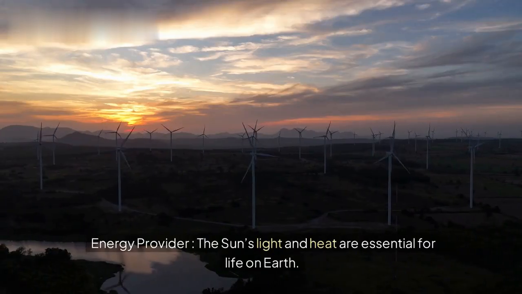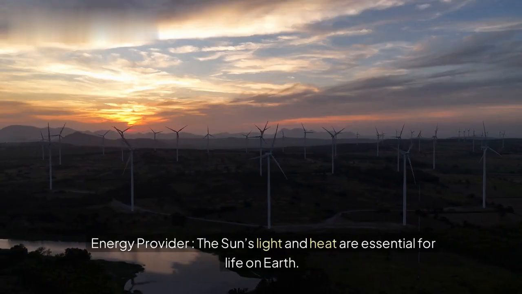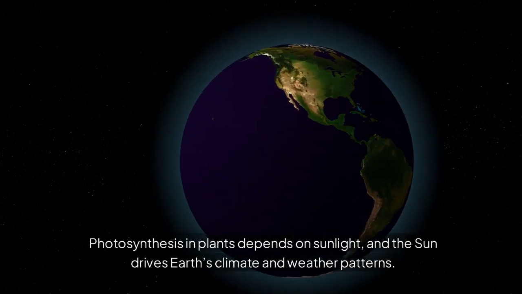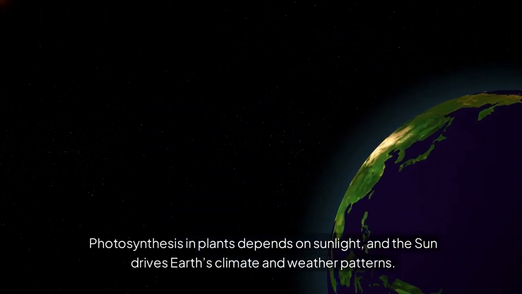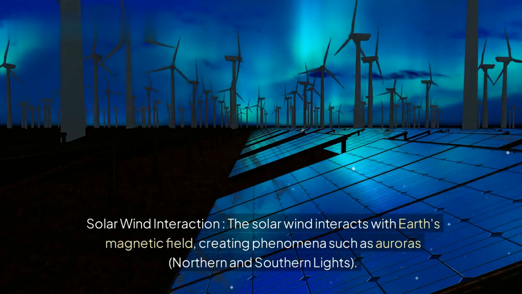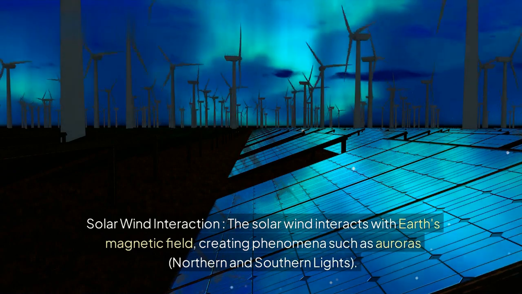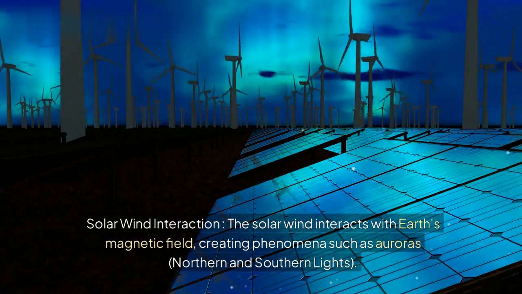Energy provider: the sun's light and heat are essential for life on Earth. Photosynthesis in plants depends on sunlight, and the sun drives Earth's climate and weather patterns. Solar wind interaction: the solar wind interacts with Earth's magnetic field, creating phenomena such as auroras, the northern and southern lights.